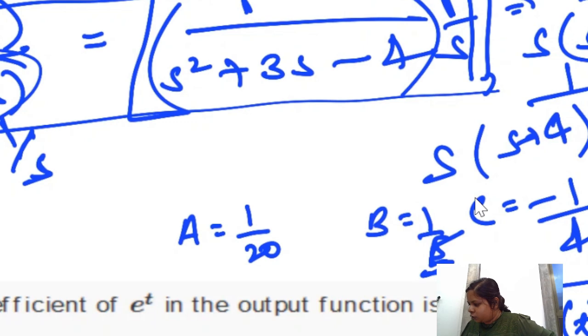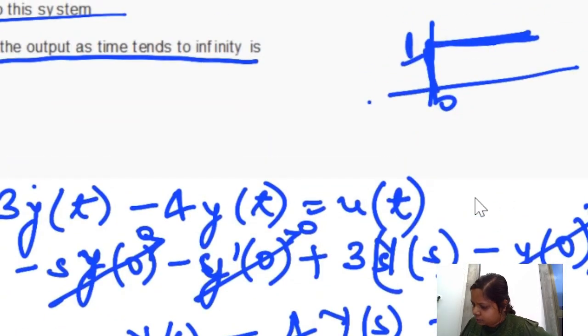So as time tends to infinity, the first term would be 1 by 20 into e power 0, that is 1 by 20 only. The second term creates the problem. It is 1 by 5 into e power infinity, that takes you to infinity. So y(t) also explodes to infinity. So the answer here would be this. Okay.